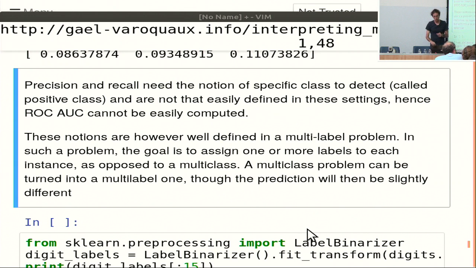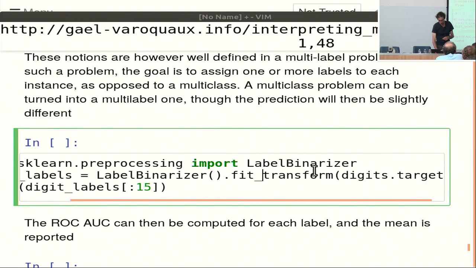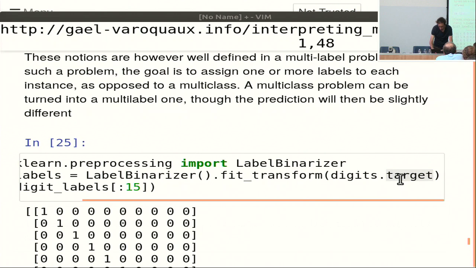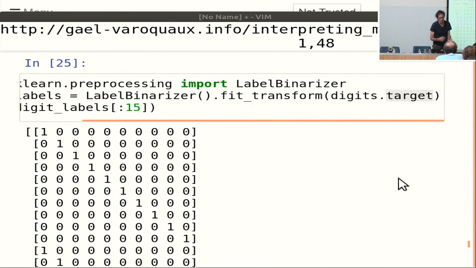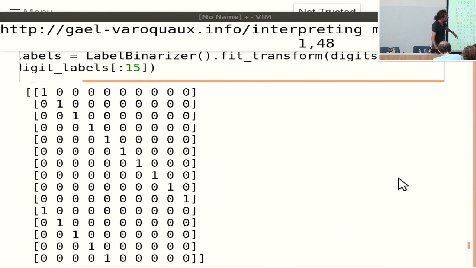And we can always transform a multi-class setting into a multi-label setting. And for this, we can use the label binarizer, which is an object that is applied to the target, not to the data. Okay? And so what this will do is it will blow up my target, which was a 1D vector of digits going from 0 to 9, into a matrix that is each time a 0, 1 classification problem.